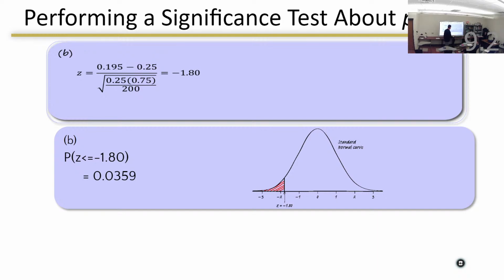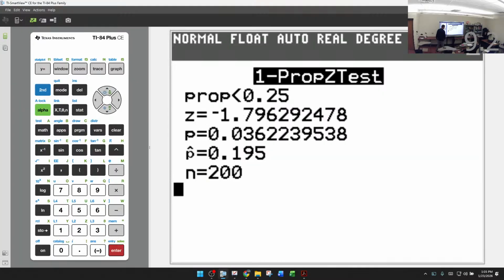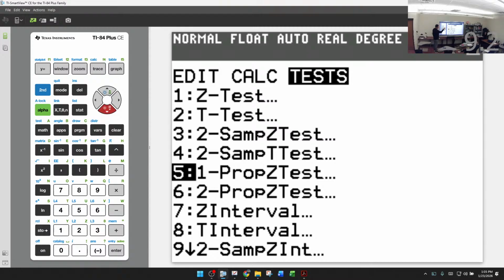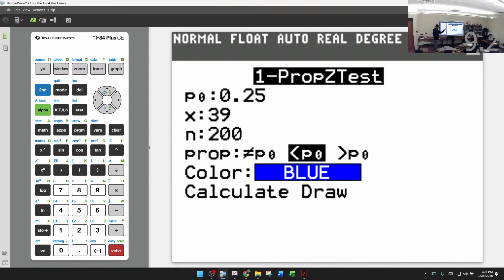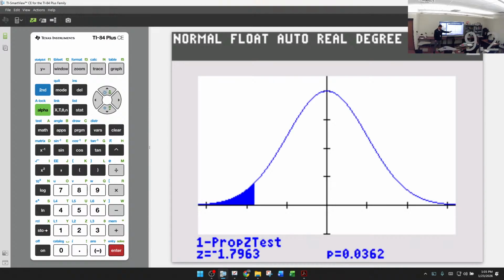Oops, what am I doing? I don't want to do that. Exit. I do want to show you this. I forgot, right? When you go to stat and you go to tests and you go to one prop Z test, do notice at the bottom they have calculate, but then they also have draw. And draw is kind of neat in the fact that they draw the curve and they color in the p-value. And they tell you down here that this is a one prop Z test, and there's the Z critical value, and there's the p. So it's kind of neat. They just don't give you the p hat. I don't know how much they need that.